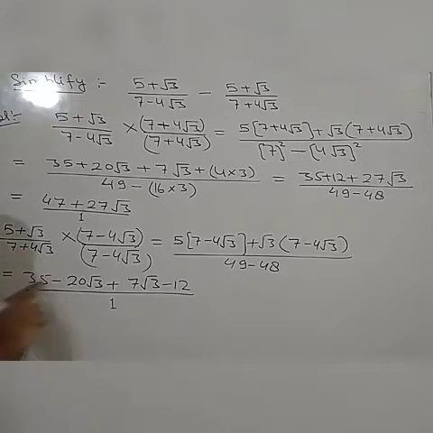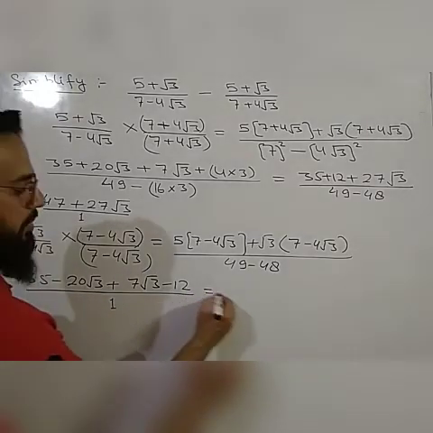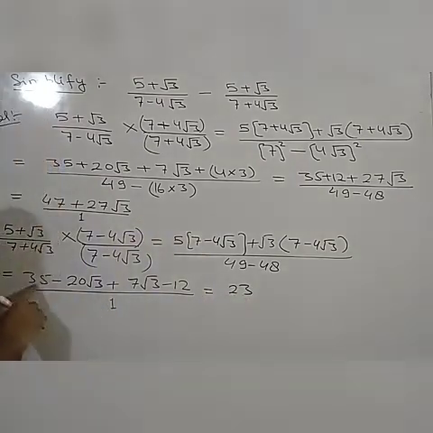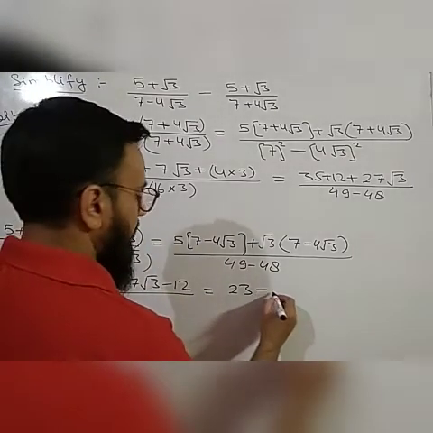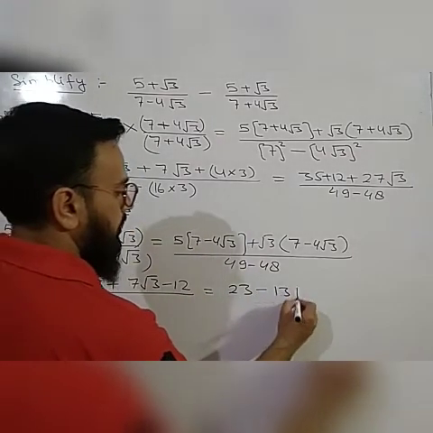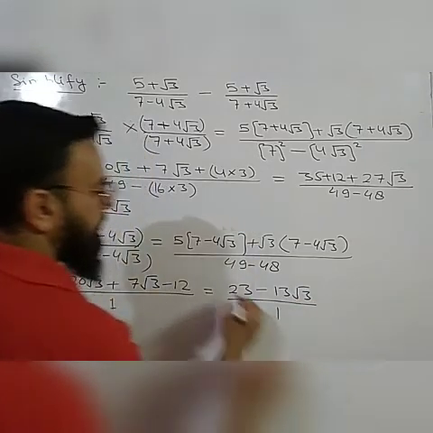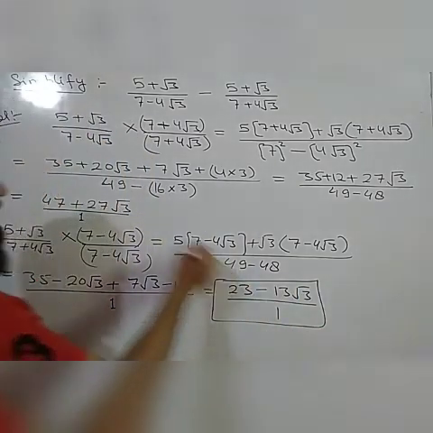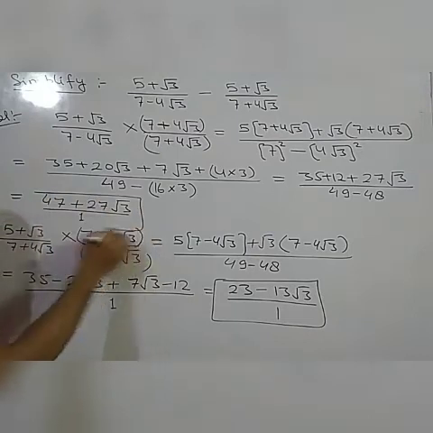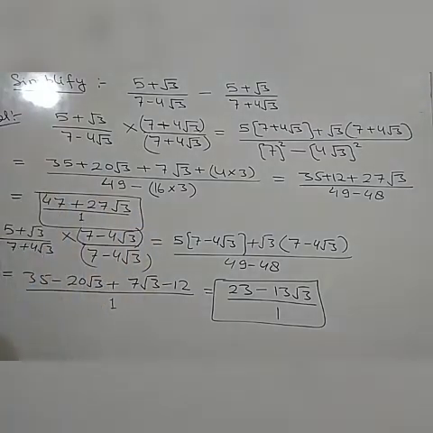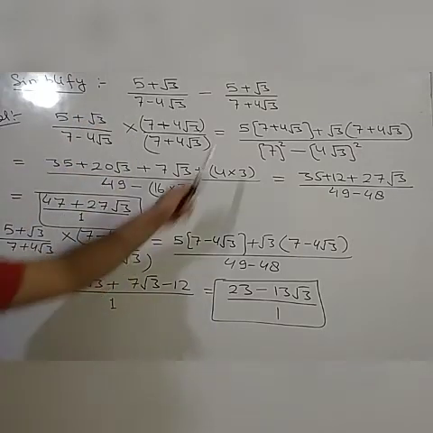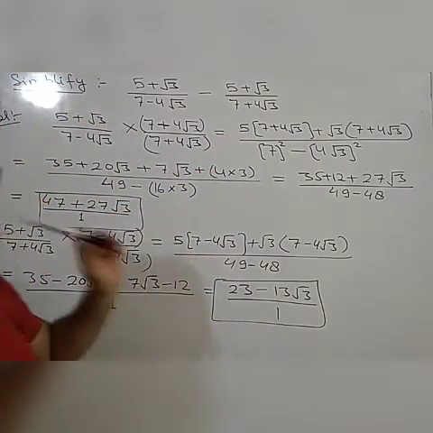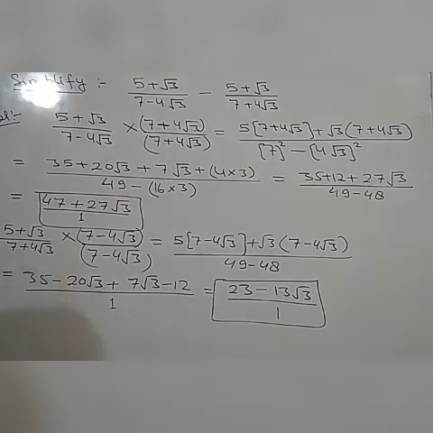Further solving it, 35 minus 12, it will be 23. It will be 23 minus 20 root 3 plus 7 root 3. So we will get minus 13 root 3 upon 1. So it is the value of second term and this was the value of our first term. Okay, so we have rationalized the first term, we got this value. We have rationalized the second term, we got this value 23 minus 13 root 3.